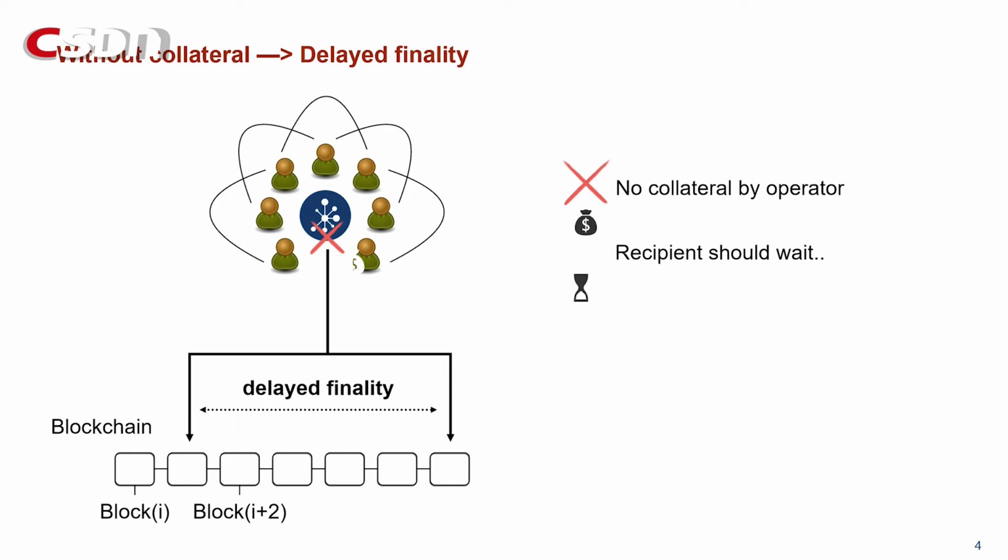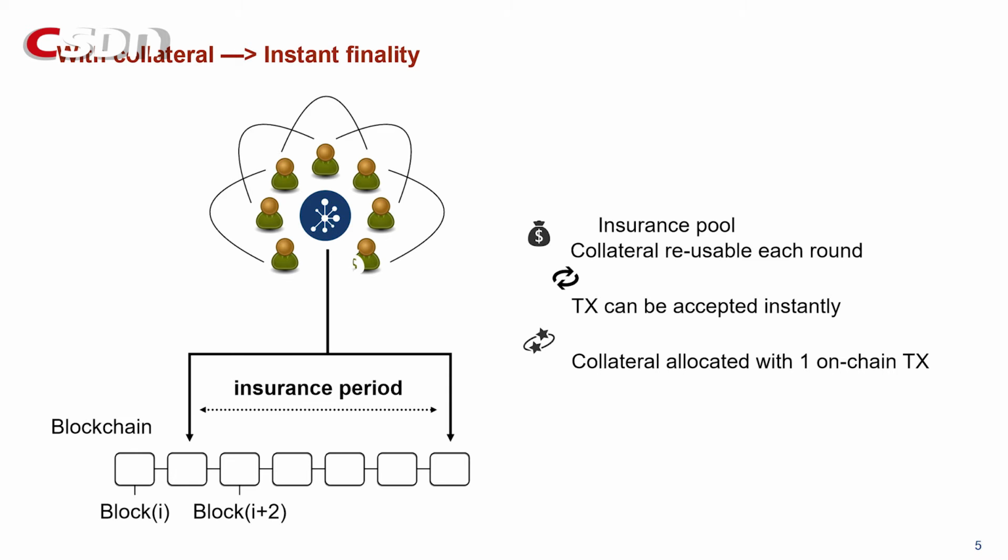Now the operator can put up collateral, and this is very nice because that makes the finality of the transaction instant. Basically, we have this round period, and the operator can insure not-yet-committed payments to make transaction finality instant. Further, the collateral for the users can be allocated for all users in one single on-chain transaction.